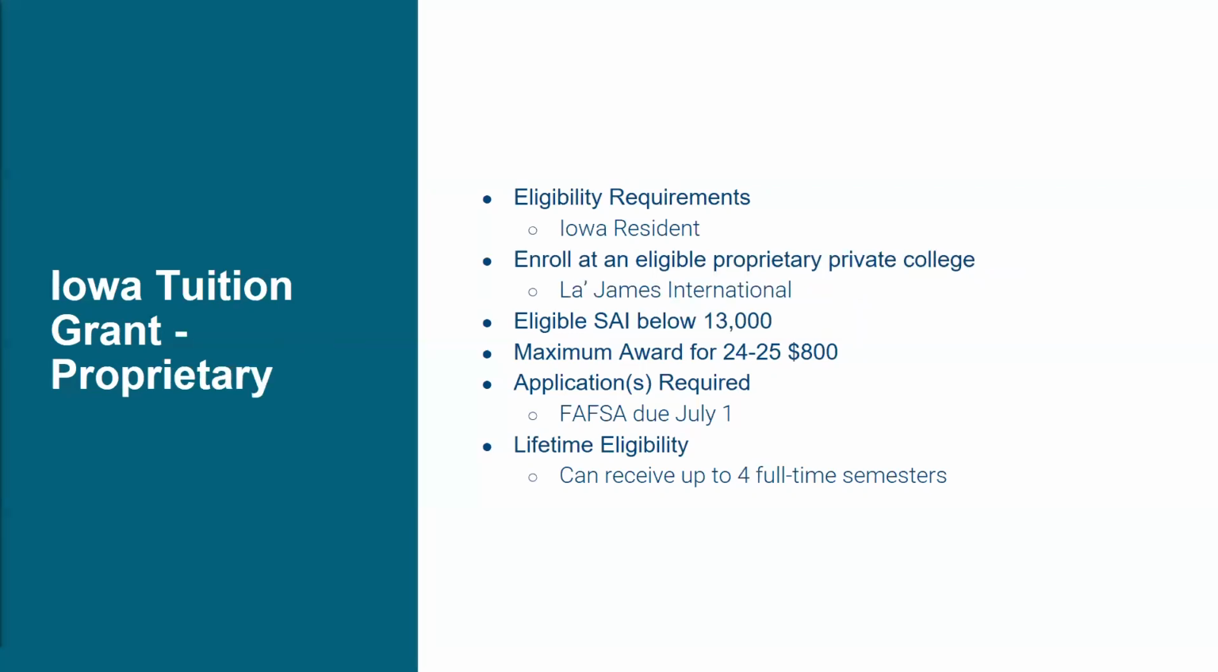There is another Iowa Tuition Grant program for proprietary colleges, and the only college currently participating in this program is LaJames International, but it's also a requirement to be an Iowa resident. The student aid index for this one is below 13,000. The maximum award for this year is $800 a year, and the FAFSA, just like the other Iowa Tuition Grant, must be done by July 1st. And you can receive this for 4 full-time semesters. LaJames programs are typically shorter in length, and that's why there are fewer semesters of receipt.